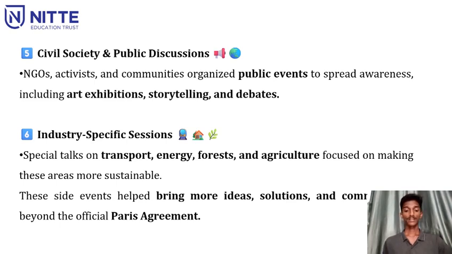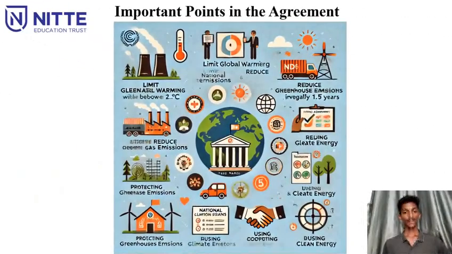Industry specific sessions. Separate sessions for fields like transport, energy, forests, and agriculture focused on making them more sustainable. The goal was making these sectors cleaner and more sustainable. These side events helped bring more ideas, solutions, and companies involved in the Paris Agreement. This was a huge step for the climate. So these are the important points in the agreement, as you can see in the picture.